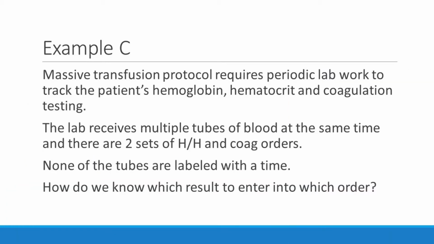And then another example, which we'll talk about massive transfusion protocols in more detail later, but they require periodic lab work to track the patient's H&H and coag testing. We receive multiple tubes at the same time of H&H and coag orders during these MTPs. And when none of them are labeled with a time, how do we know which results to enter for which order? And it does matter because we need to be checking the H&H and coags after each transfusion.